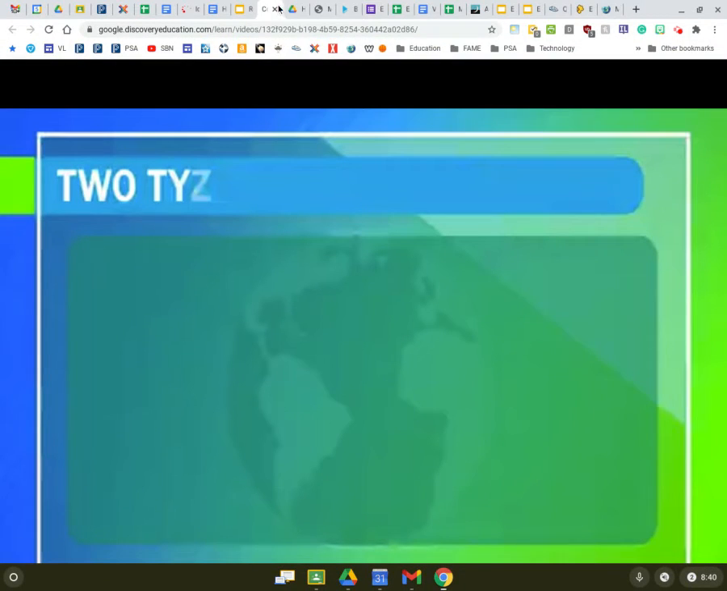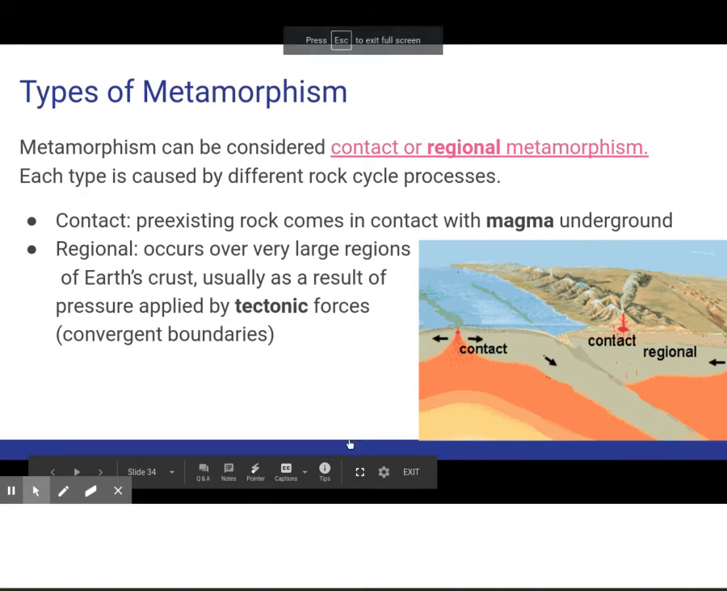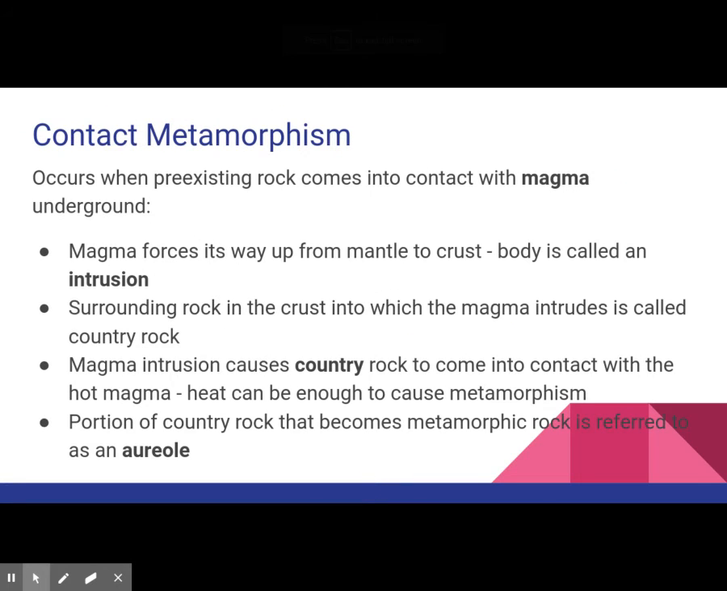All right, so that was a good visualization of metamorphism happening either through direct contact or through regional pressure. We'll talk a little bit about each of these real quick. Contact metamorphism is where a pre-existing rock comes in contact with magma underground. The contact would cause the rock to melt, but remember that's going to be an igneous rock. The part of the rock that changes just from the heat that's nearby, this is what we're talking about right here.